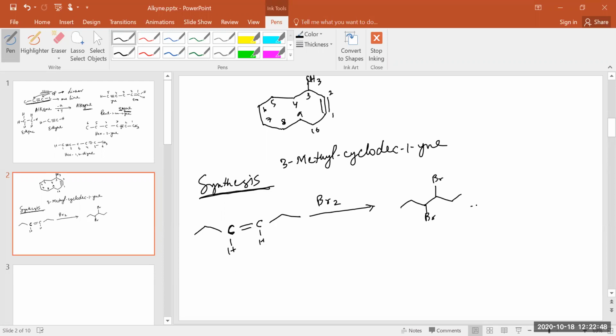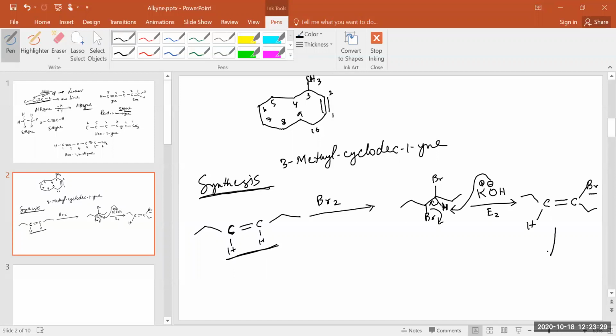Then if you take a strong base like KOH, what will happen? This will undergo E2 elimination. Remember, it will come in the next chapter. So this O minus will take this proton, this will come here, and this will leave. So again it will form an alkene, but the only difference is that it will have one bromine, as you see from the previous alkene.